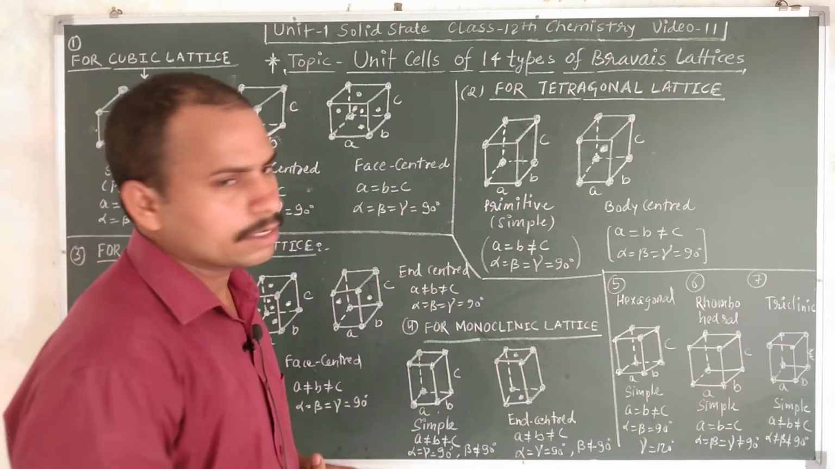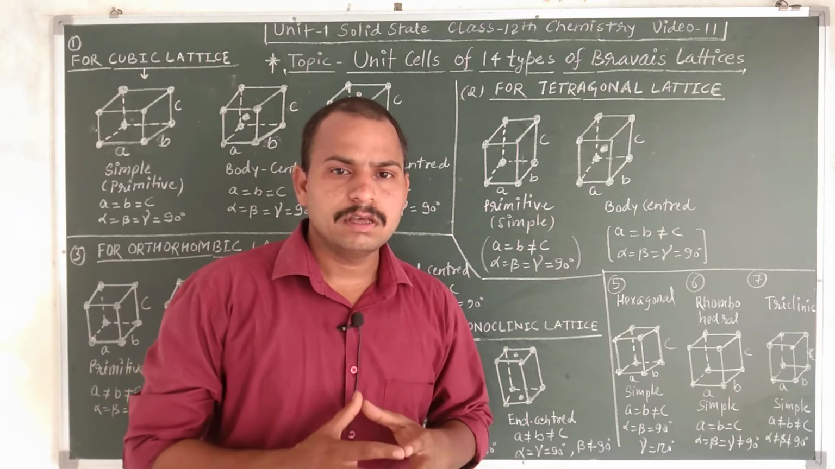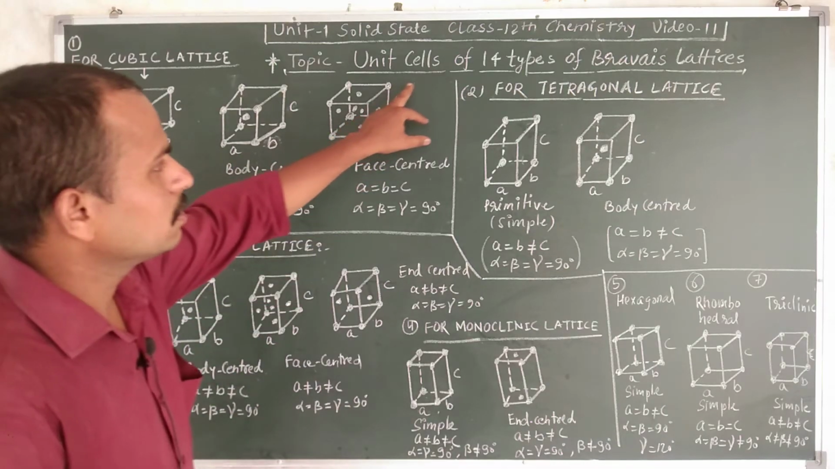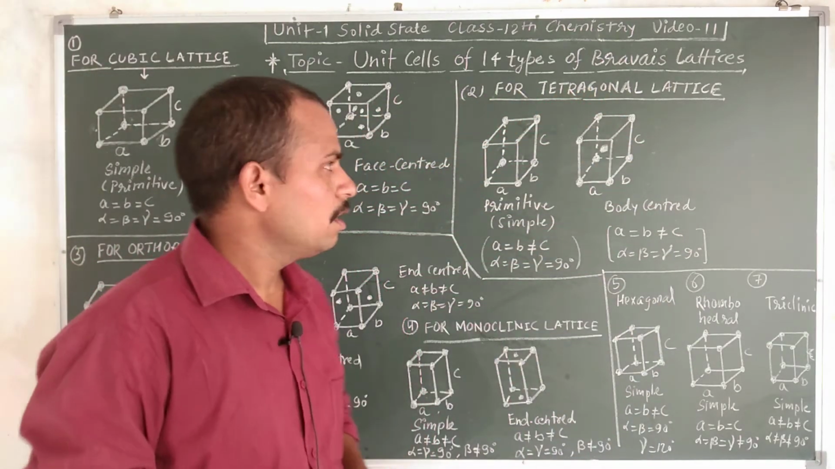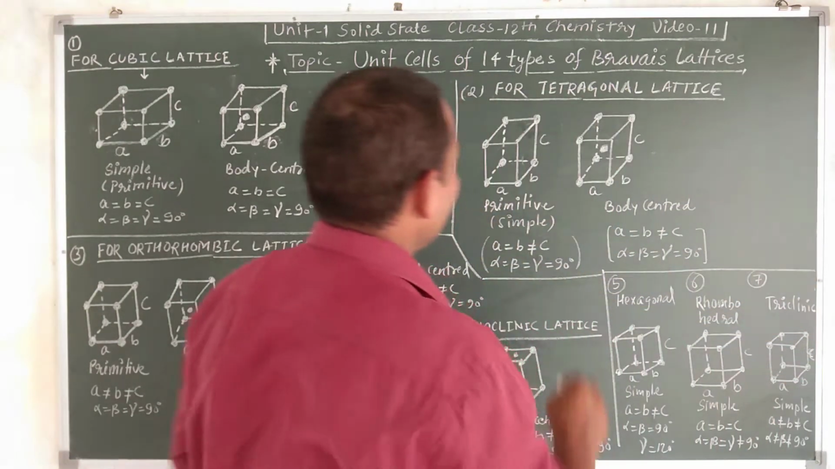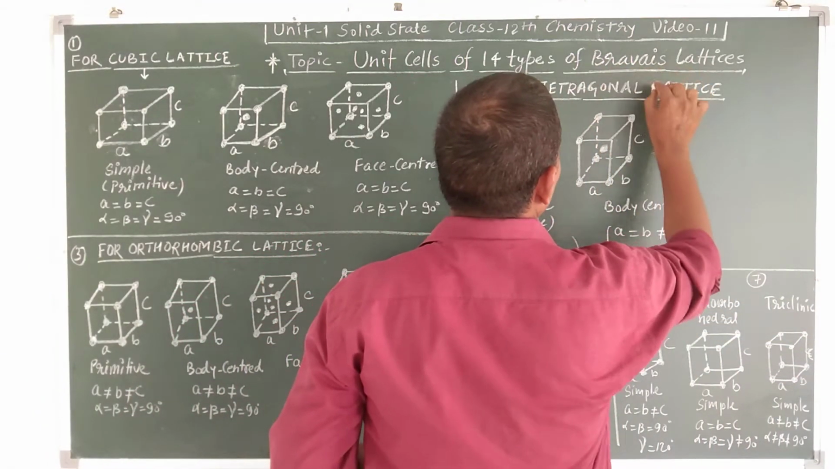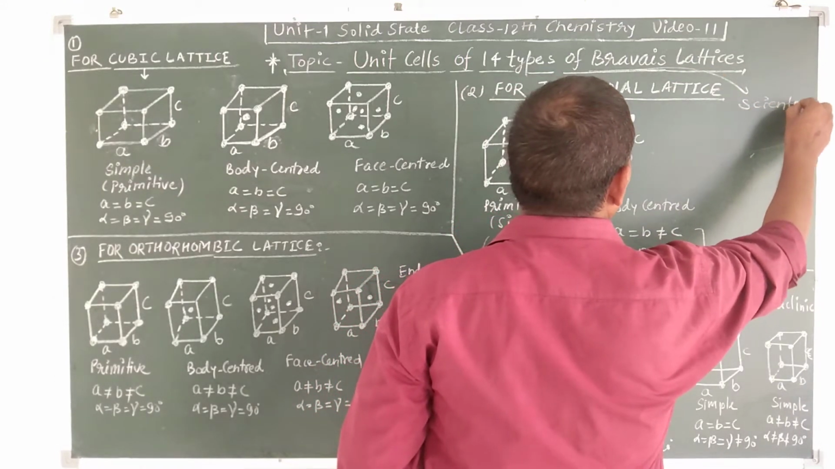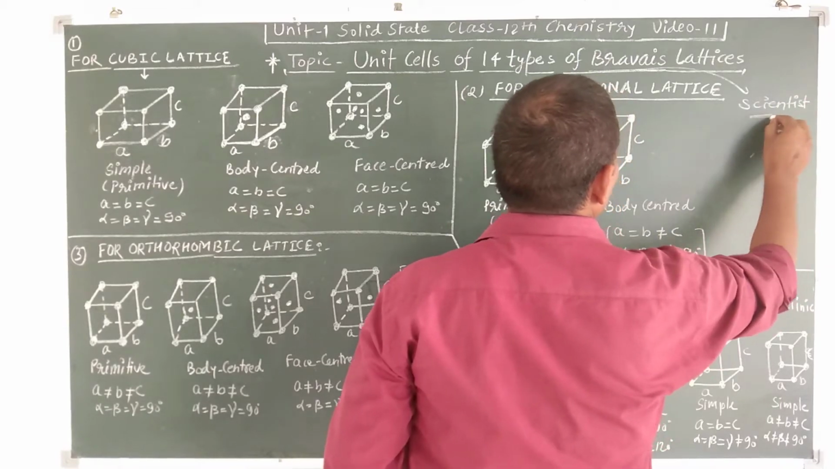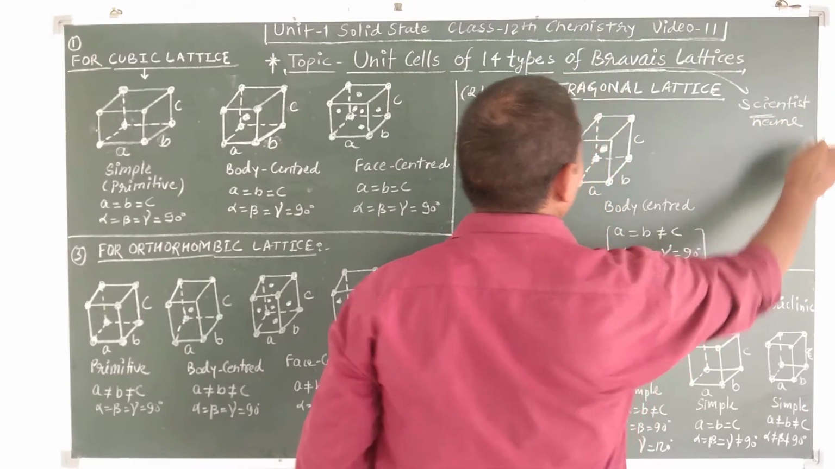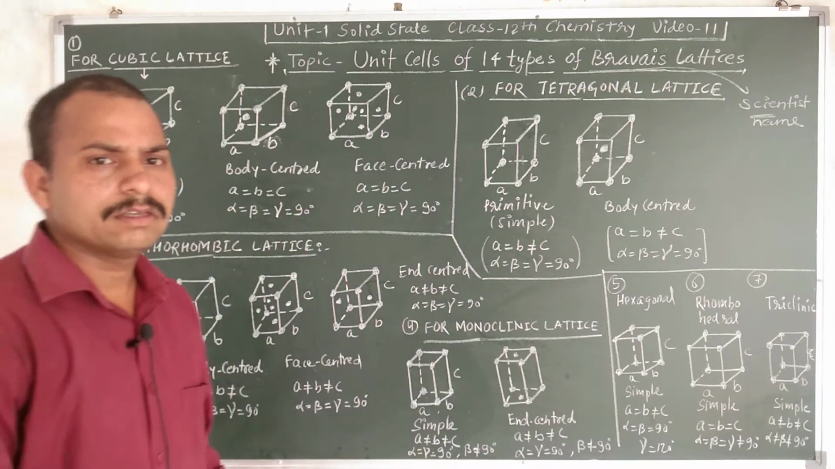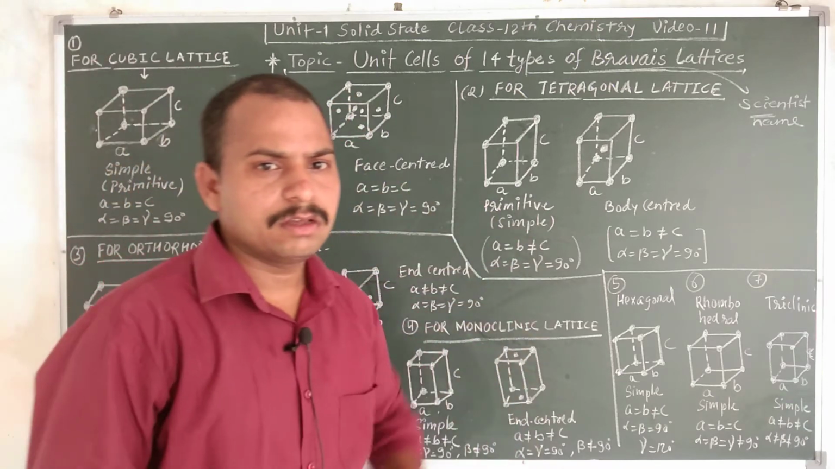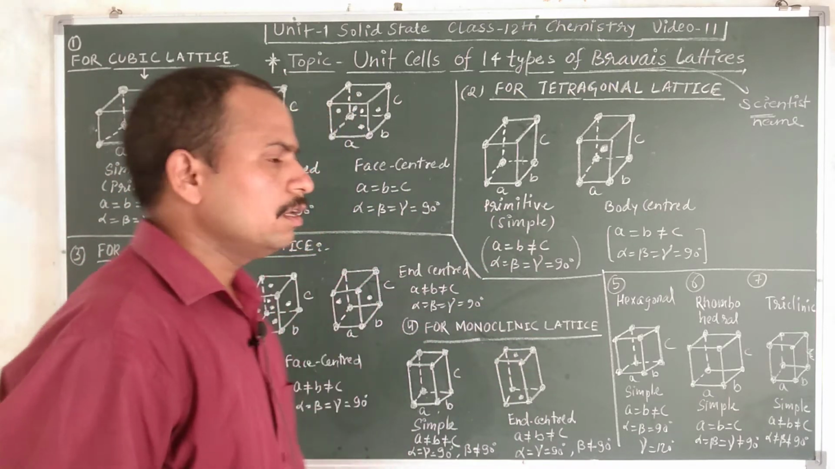Now in this video lecture we discuss in detail the 14 types of unit cells, that is called Bravais lattice. Bravais is a scientist's name. So there are 14 variations in 7 crystal systems. Now we will discuss one by one all 14 types of Bravais lattice.